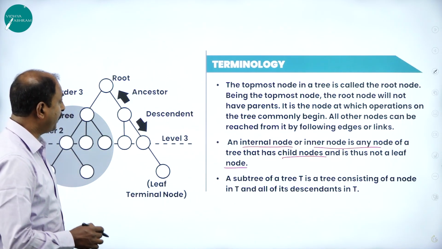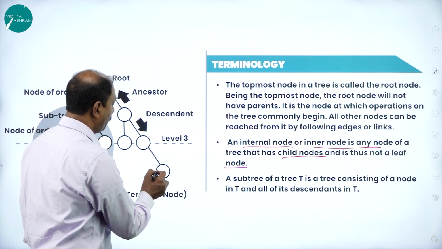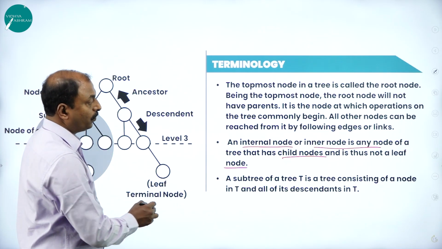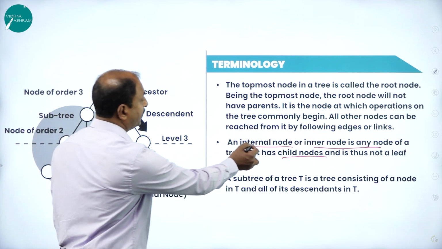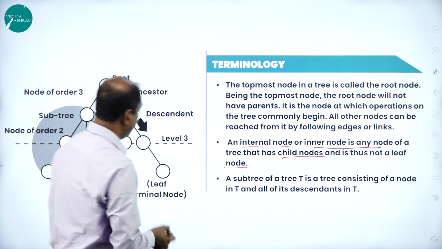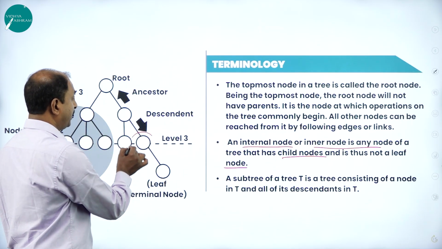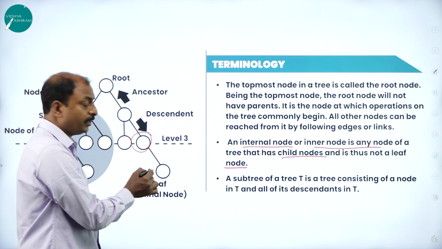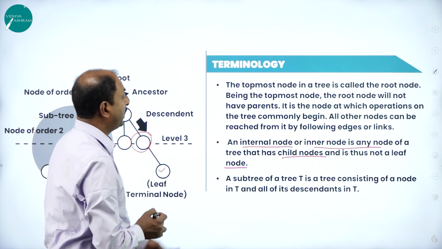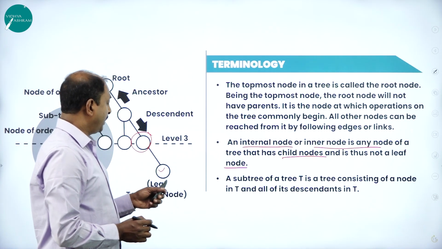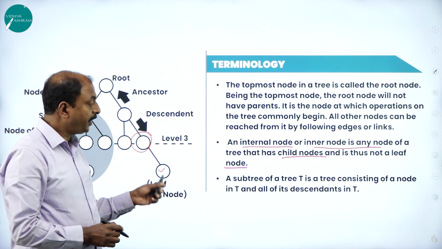If you look at this example here, this is the leaf node, the last node. An internal node is any node that has a child node. In this example, if you consider this node, it has a child node here. So this is known as an internal node, and a leaf node is the last node of a tree.